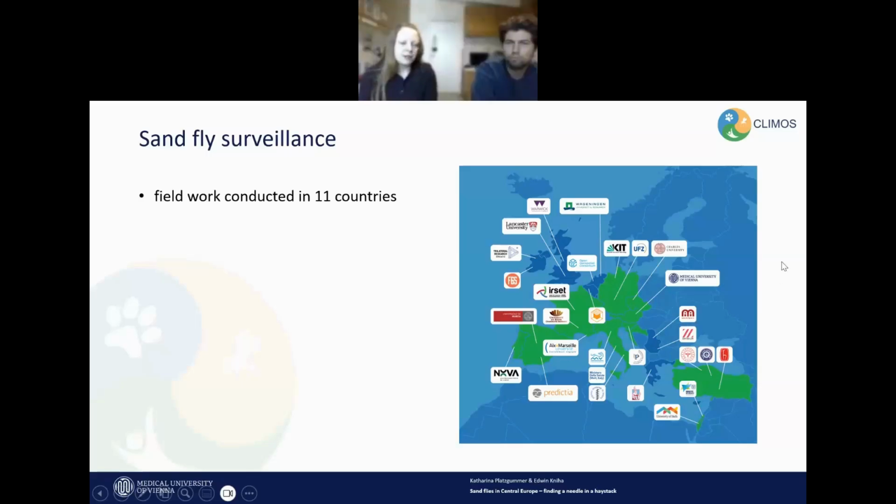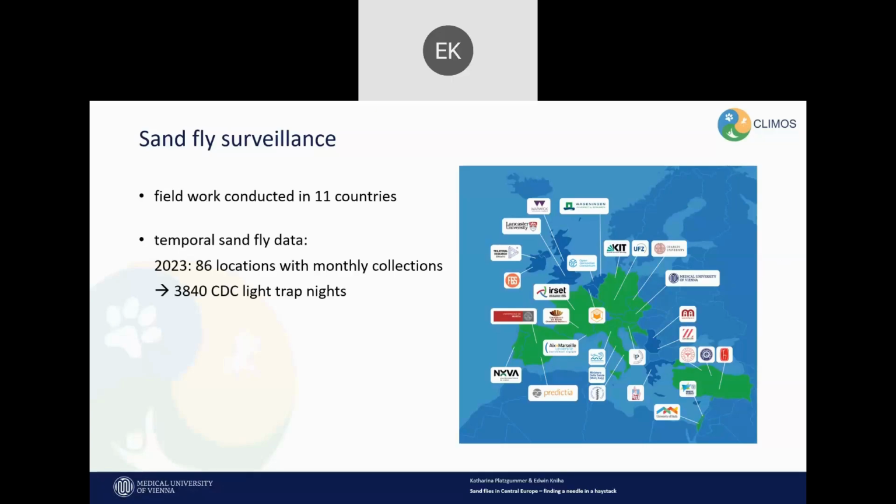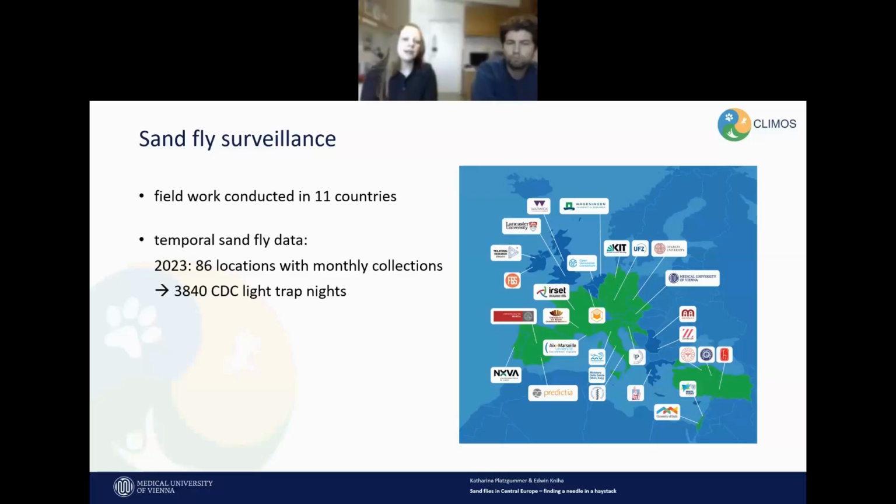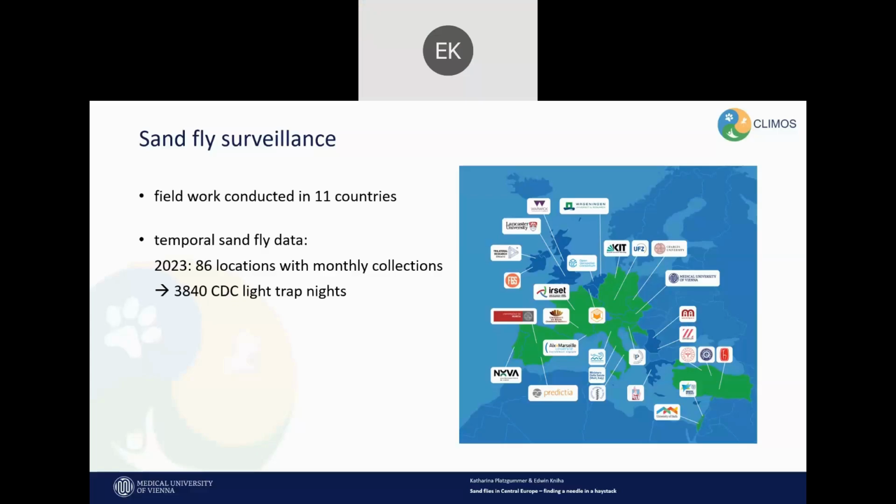All of the partners follow a twofold approach. So first of all, we are collecting temporal data. So we want to find out more about the seasonality of sandfly activity. By that, in 2023, 86 locations have been covered all over the different countries, summing up to nearly 4,000 CDC light trap nights. So you can imagine that's a huge amount of data that is collected and then needs to be processed by our modeling colleagues.